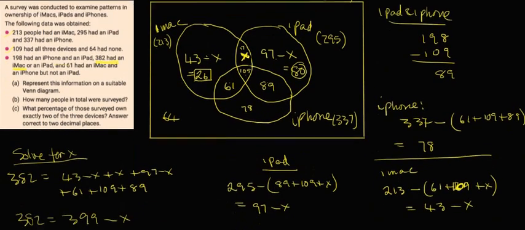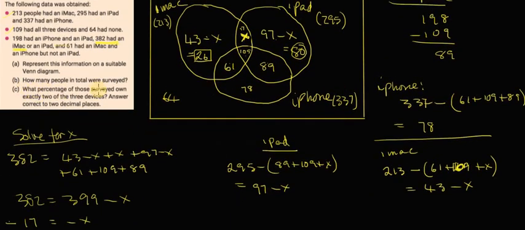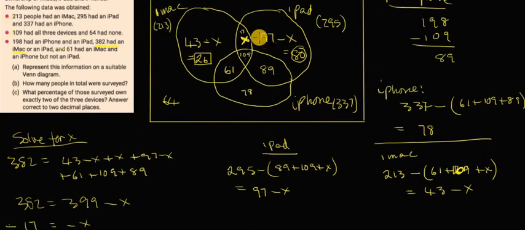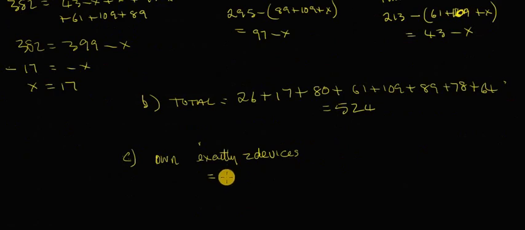Now, finally, the question says, what percentage of those people surveyed own exactly 2 of the 3 devices? So, which people own 2 of the 3 devices? Well, these people own 2. They own an iMac and an iPhone, so that 61 is relevant. These 89 and these 17. So they're the 3 groups. So let's find out what percentage they are. That's going to give me 17 plus 61 plus 89, and that's going to give me 167 people.